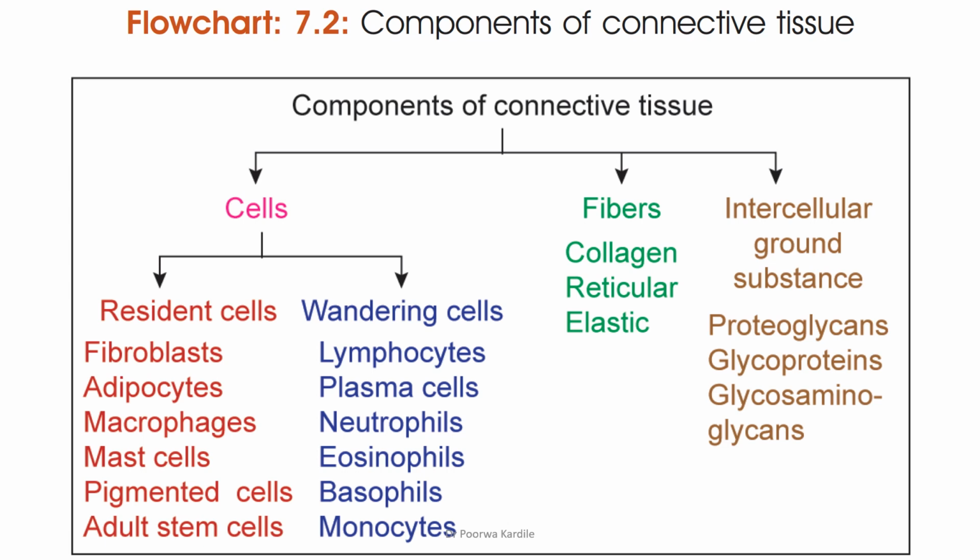Then the second component is fibers. So they are of three varieties: collagen, elastic and reticular fibers. The intercellular ground substance is mainly formed by either proteoglycans or glycoproteins or glycosaminoglycans. So the three components of the connective tissue are cells, fibers and intercellular ground substance. Fibers and intercellular ground substance together are known as matrix.